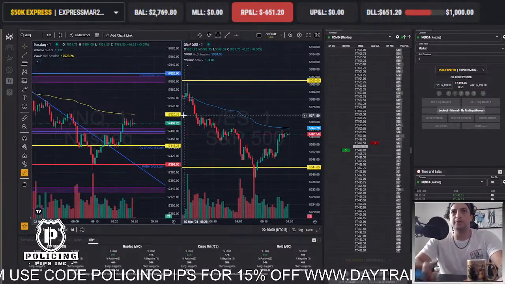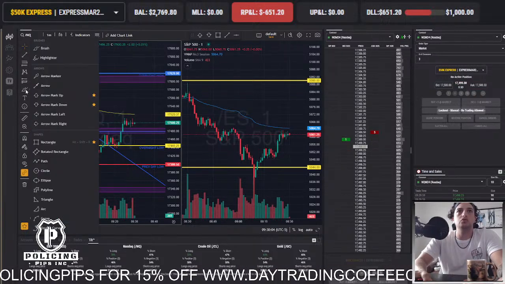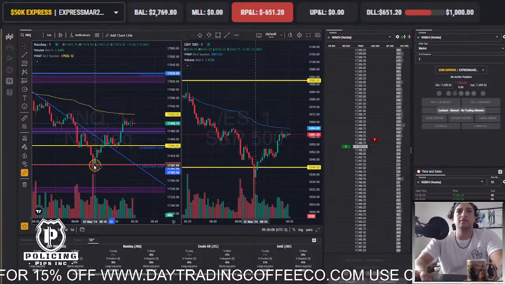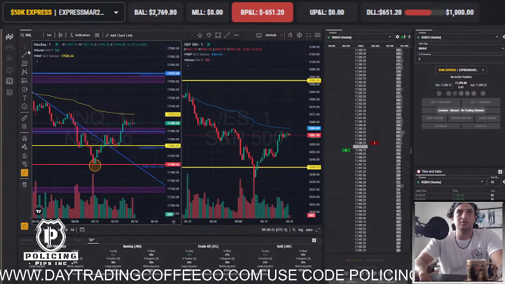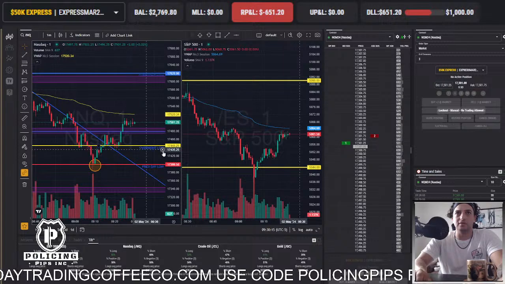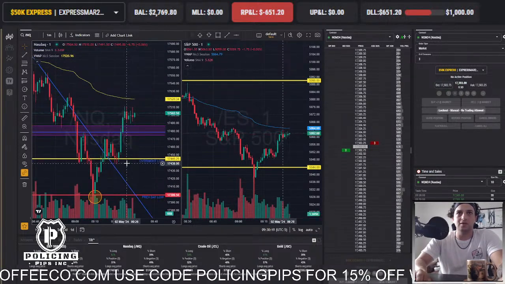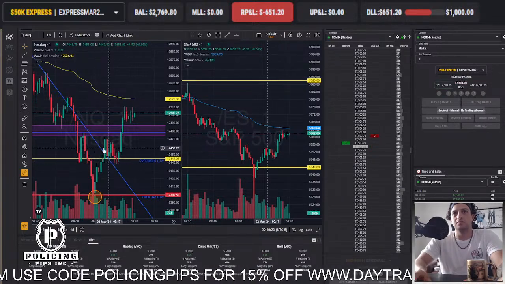Just trying to review it for myself personally. I like this level here. Where's the circle? I like that level there. That entry. And I did like this one too. And instead of going long, I went short. I got wicked in right there for the short and then stopped out right there.